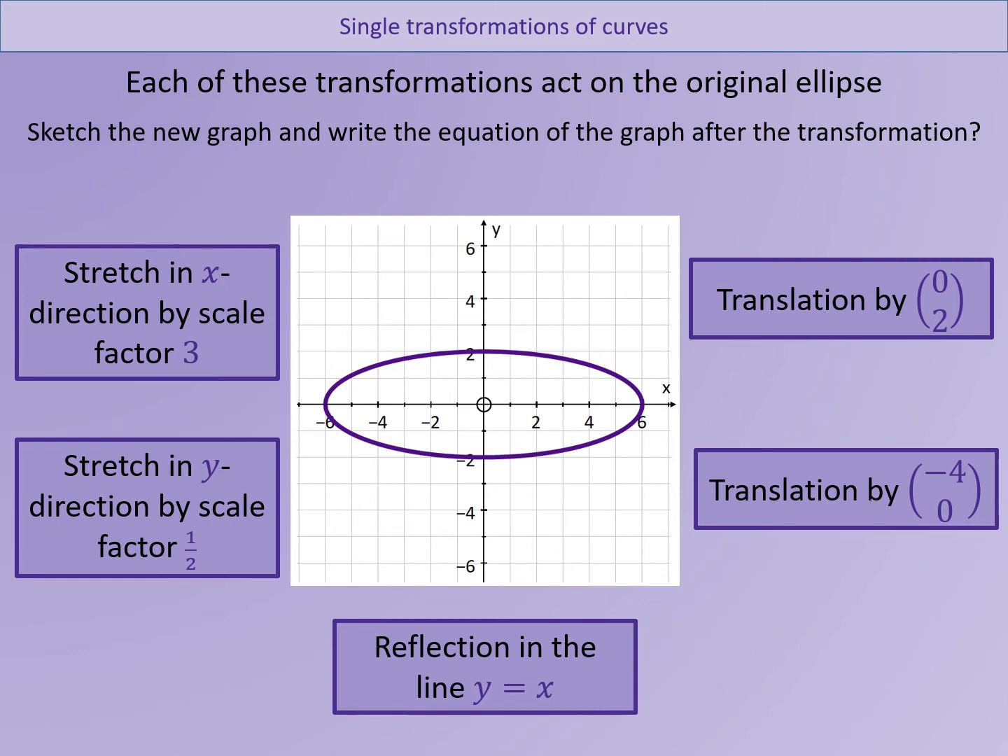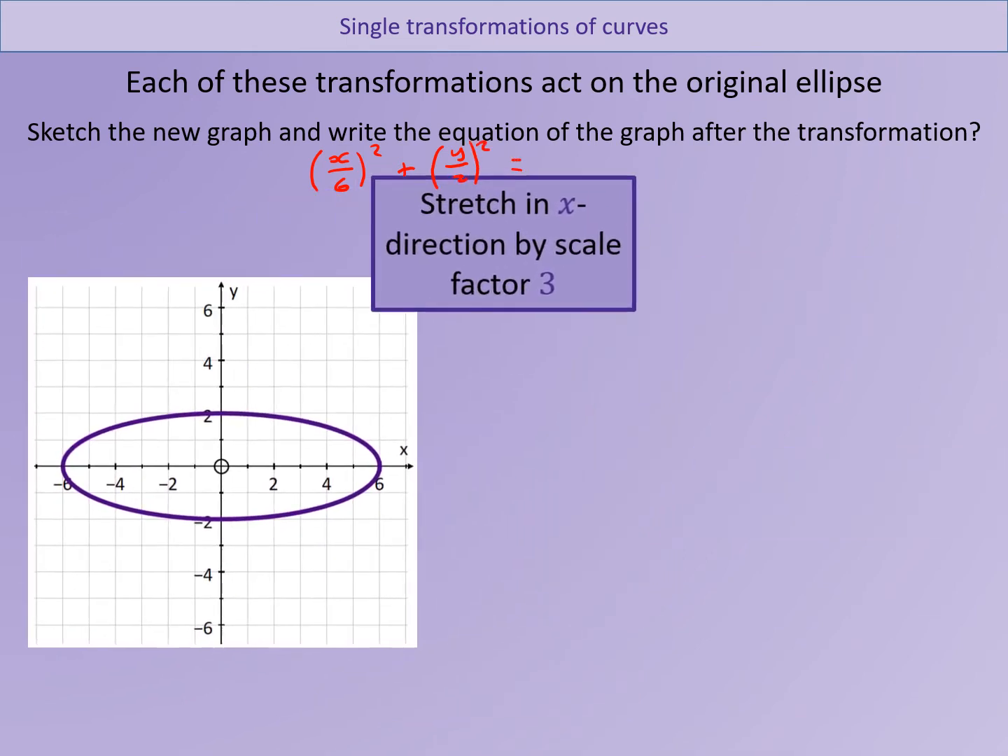So the equation of the ellipse: we can see that it crosses the x-axis at 6 and negative 6, so we have (x over 6) squared. We can see it crosses the y-axis at 2 and negative 2, so we have (y over 2) squared. This equals 1. We could expand this out to give us x squared over 36 plus y squared over 4 equals 1.